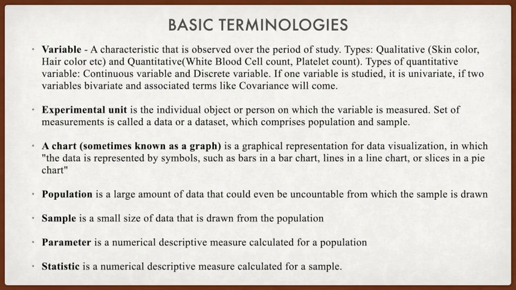Set of measurements is called data or data set, which comprises population and sample. Population is the one where a large amount of data is studied that could even be uncountable, from which the sample is drawn. Sample is a small size of data that is drawn from the population, so it is like a subset. Parameter and statistic. Parameter is the numerical descriptive measure, and statistic is the numerical descriptive measure, but parameter is for population and statistic is for the sample.